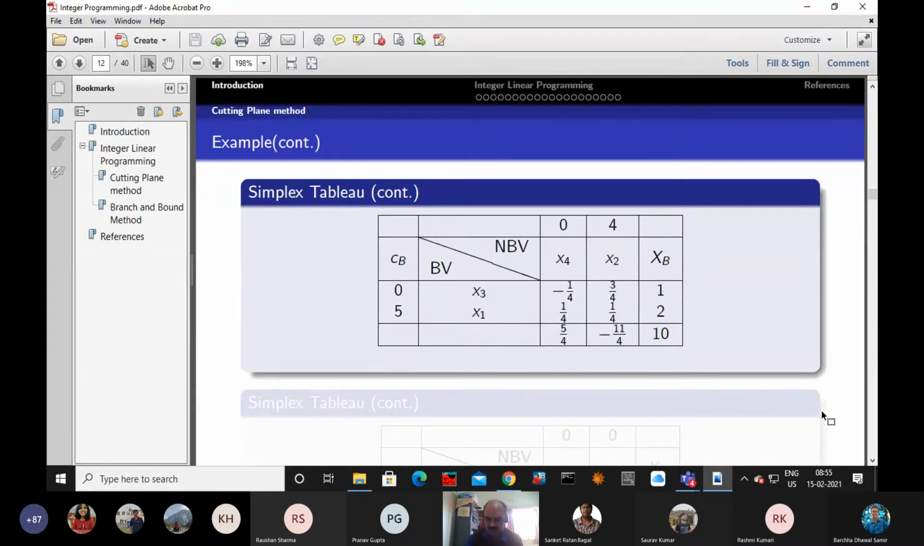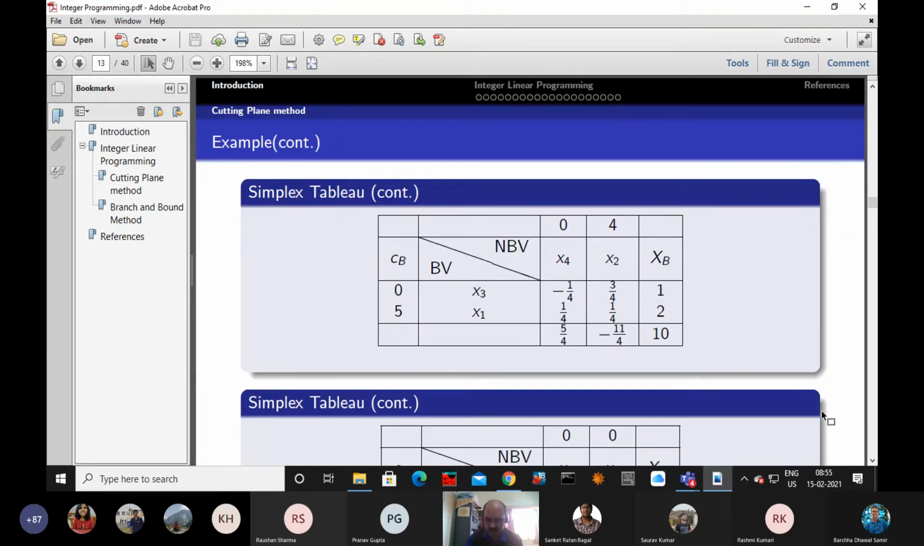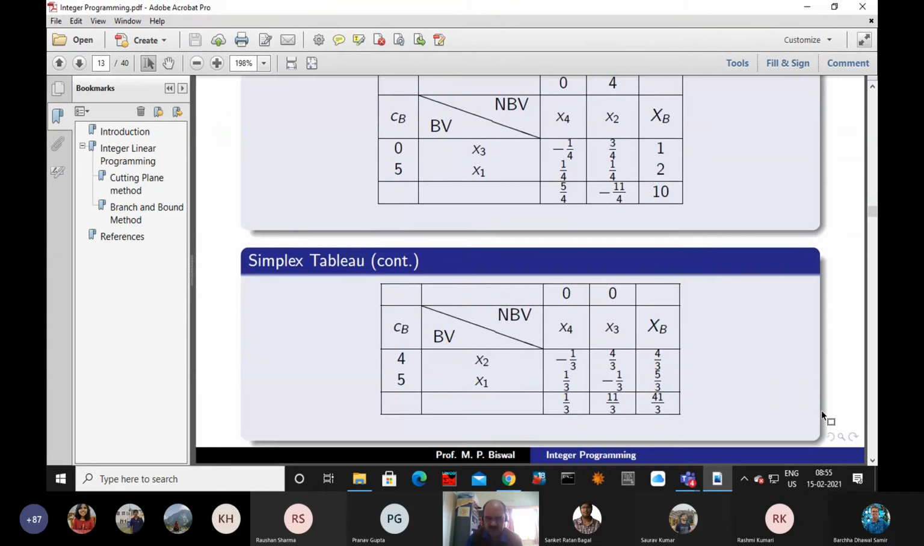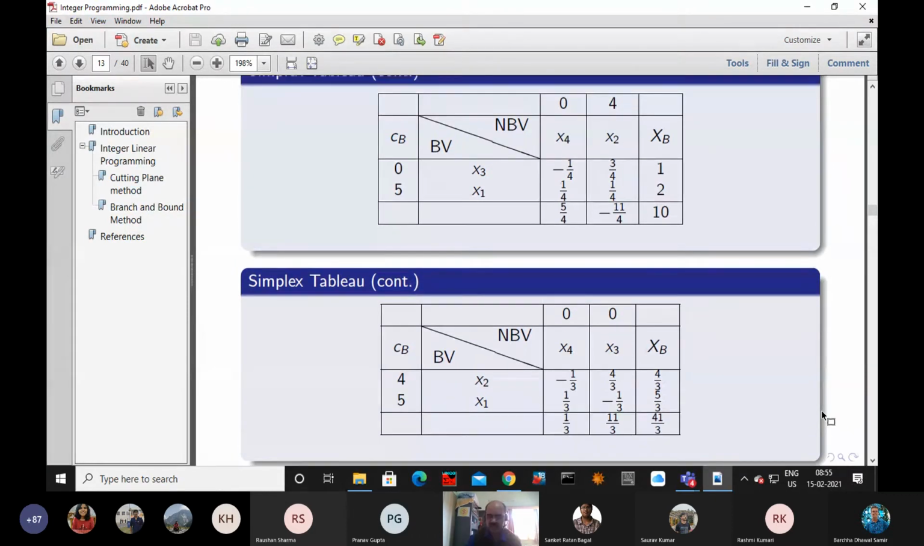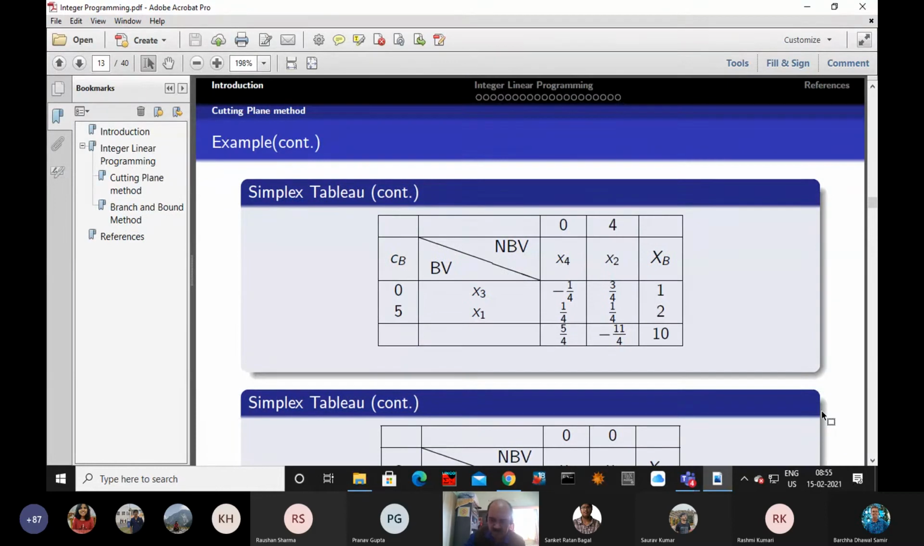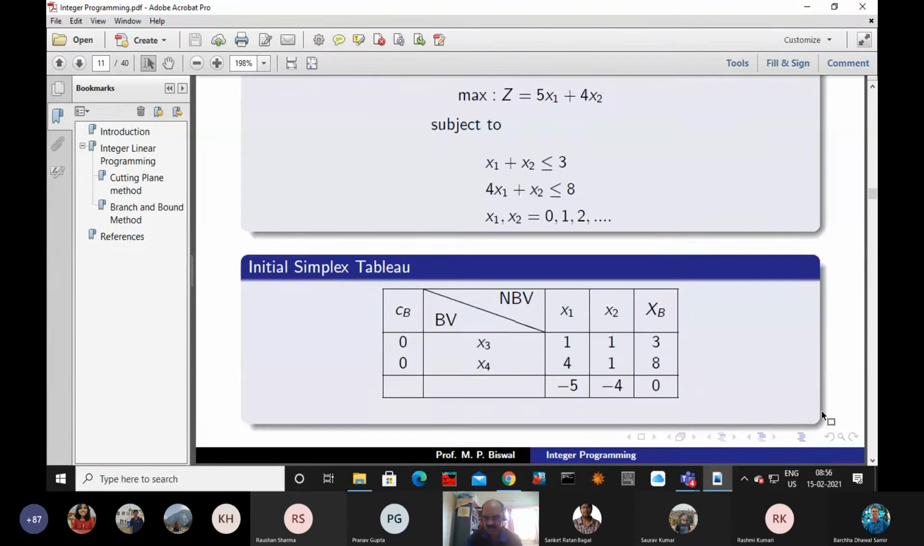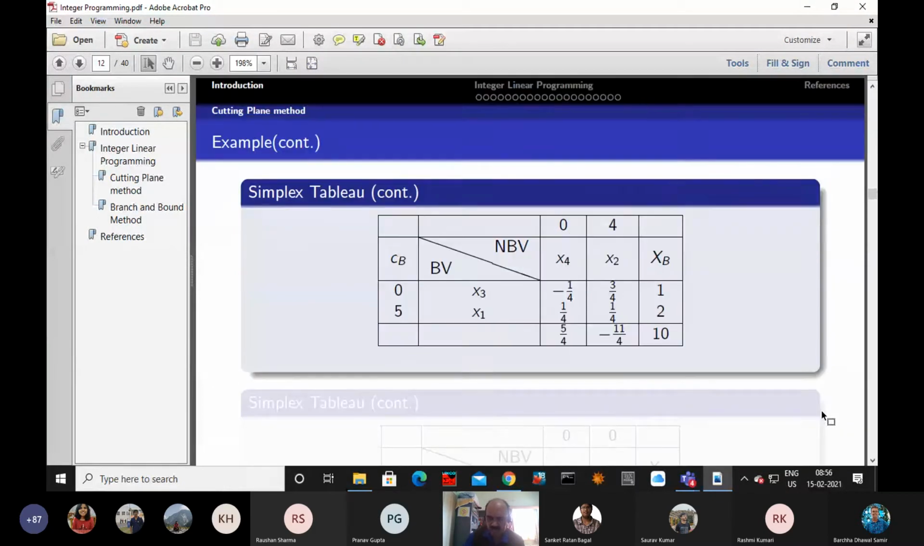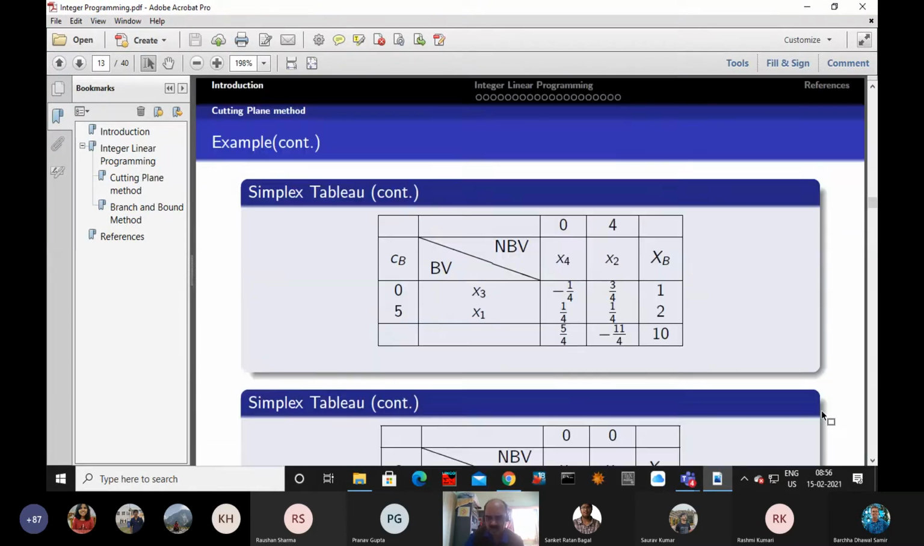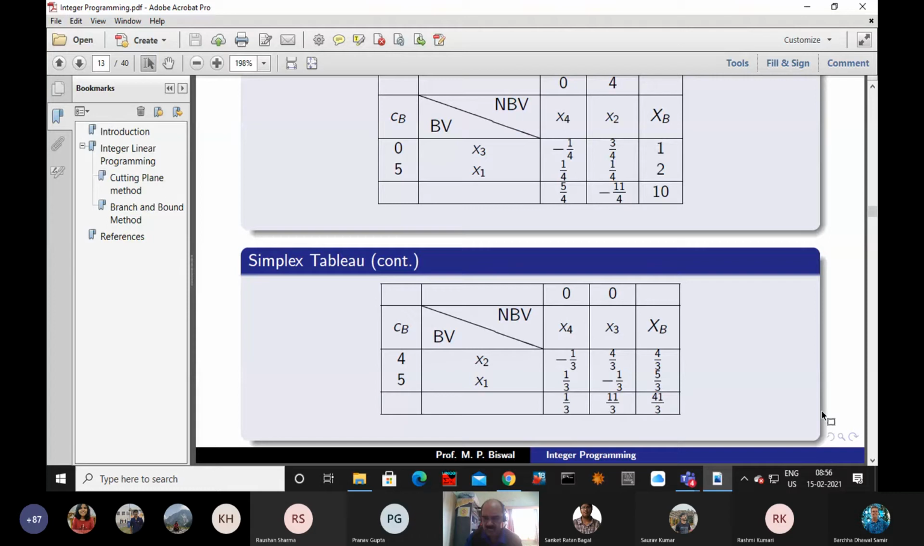You can verify also. If there is any mistake, we'll discuss. And finally, we have the table like this, the last simplex table. See, initially the value was 0, the value of the auxiliary function 0. Then we got the value of the auxiliary function as 10. Then the value of the auxiliary function is 41/3, more than 10.